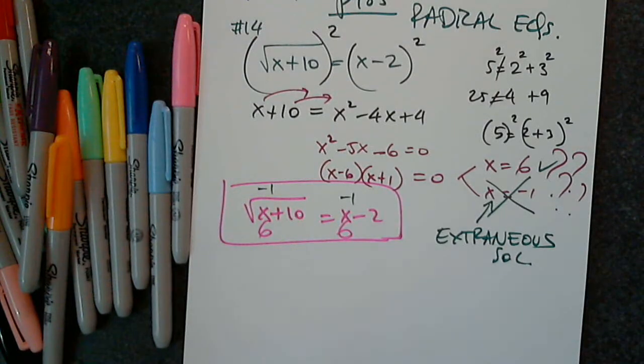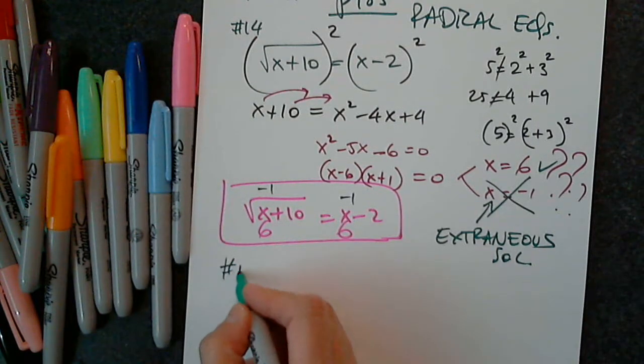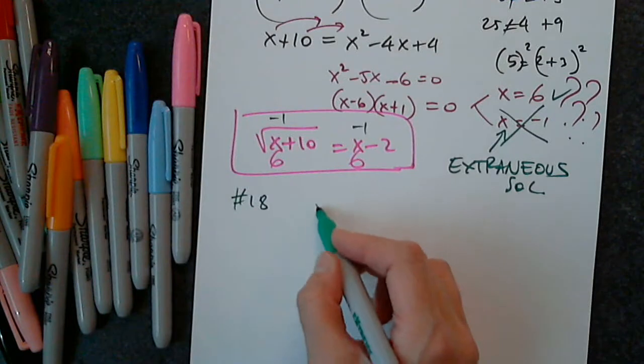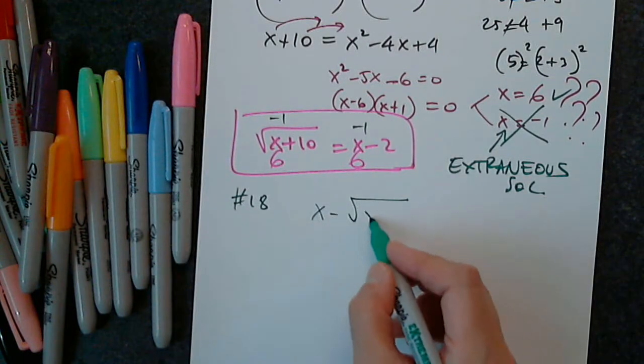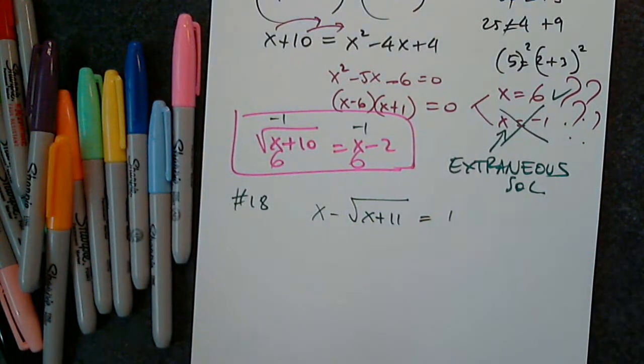Okay, do we get the idea of radical equations? Do you think we need more examples? Yes. Okay, would you like to choose, or do you want me to choose? I choose. Very good. Okay, so I'll choose 18 on the same page. x minus the square root of x plus 11 equals 1.